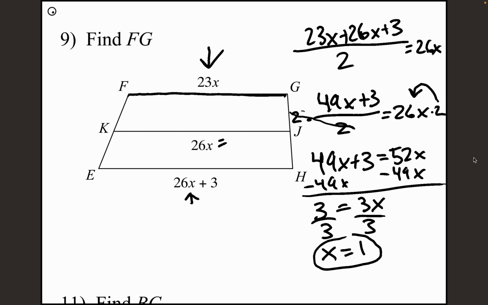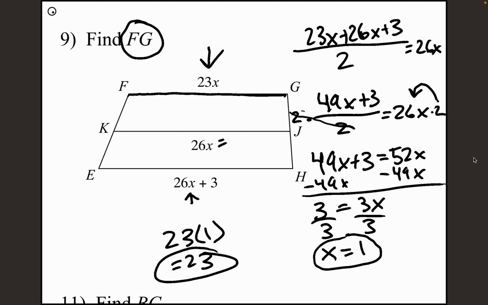Now, that doesn't tell us to find x, it tells us to find FG. Luckily, FG is just 23x. So 23 times 1 is just going to be 23. So there is our value of FG.